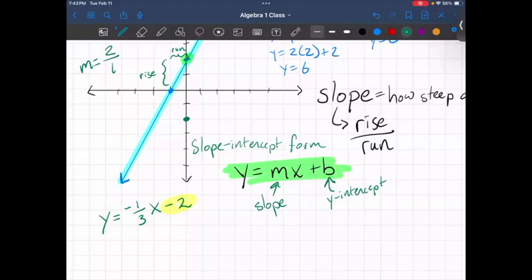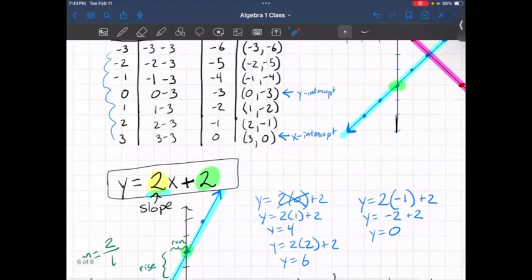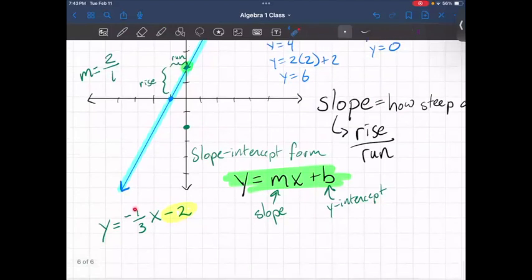And then to find my next point, I can use the slope to just count over to the next point. So here, my rise is -1, and then my run is +3. So I'm going to go down 1, and then over 1, 2, 3. And my next point will land right there.